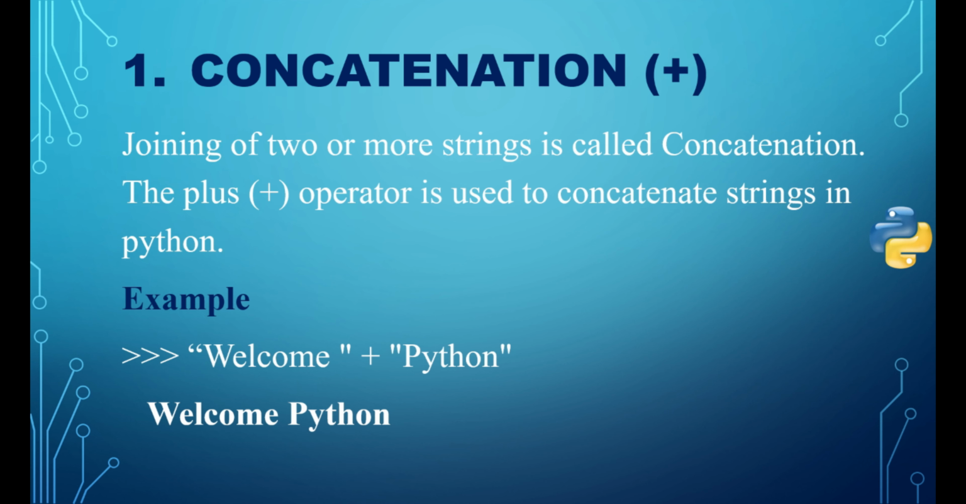Joining of two or more strings is called concatenation. The plus operator is used to concatenate strings. In the example, within double quotes, "welcome", plus within double quotes, "Python". So the result is "welcome Python".